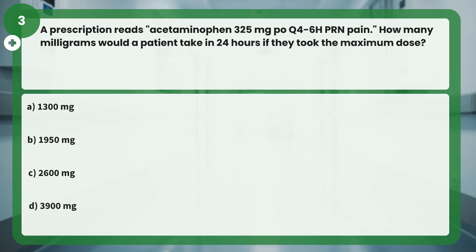Question 3. A prescription reads acetaminophen 325 mg Q4-6H PRN pain. How many milligrams would a patient take in 24 hours if they took the maximum dose? A. 1,300 milligrams. B. 1,950 milligrams. C. 2,600 milligrams. D. 3,900 milligrams.